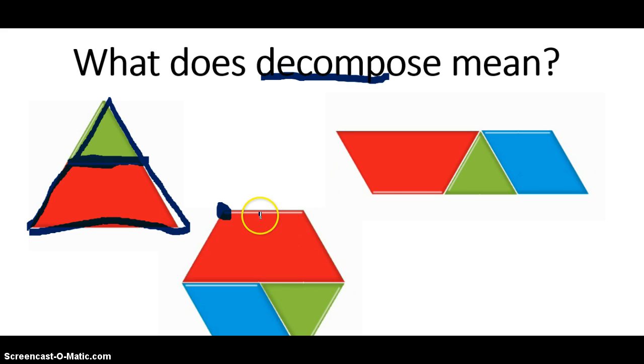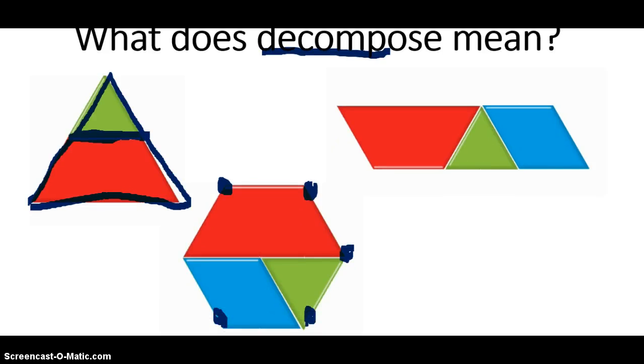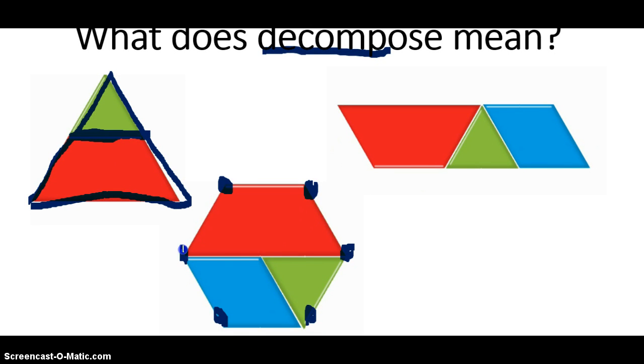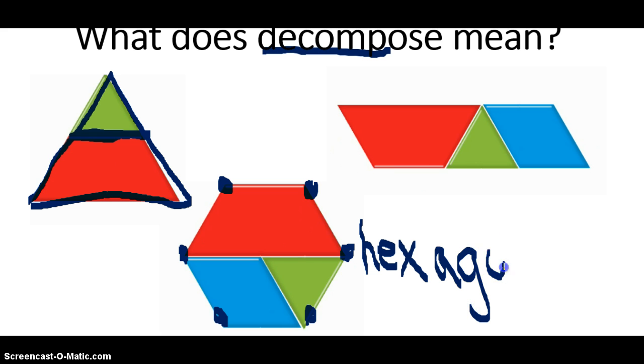Let's count our vertices. 1, 2, 3, 4, 5, and 6. So here we have 6 vertices. So remember that this would be a hexagon, because it has 6 sides.